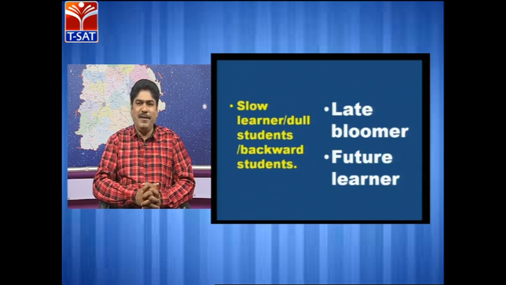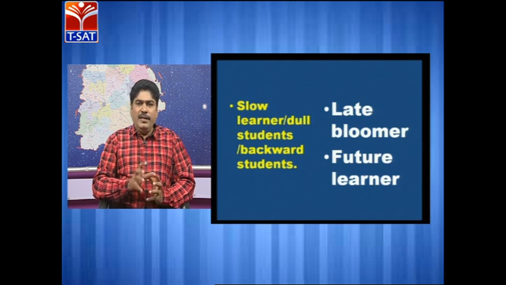backward students. See, dear students, remove these terms from our dictionary. We can't label a boy or a girl as a slow learner or a dull student or backward student. The euphemism for these words are late bloomer or future learner. In that way you should use.